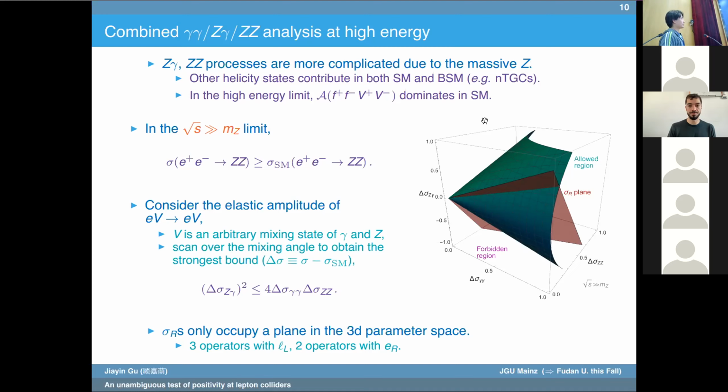In that limit, we can still apply the arguments we had previously. So for instance, we can write down a similar bound for the ZZ cross section. We can even write down a bound that relates all three cross sections. And then we can put the bounds on the three-dimensional space of the cross sections like this. It looks like a cone, and only the region on the right-hand side is allowed. But of course, this is only true in the high energy limit. In general, we can still look at these processes, but they're much more complicated.